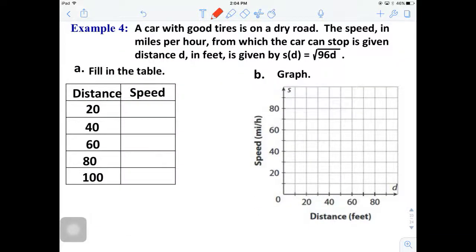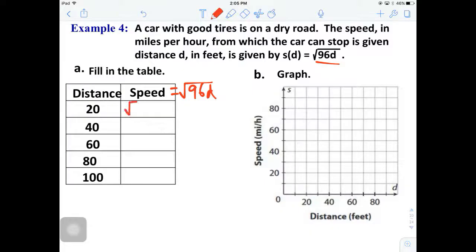And let's take a look at the real world problem dealing with the square root function. So here we have a car with good tires on a dry road. The speed in miles per hour from which the car can stop is given by d in feet, square root of 96d. So we got the function as square root of 96d. And basically, they're giving you some points here that you need to calculate. So let's go ahead and use the calculators right now and make sure that you verify this.